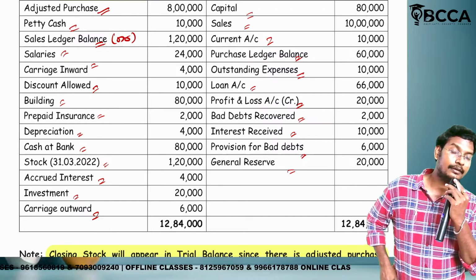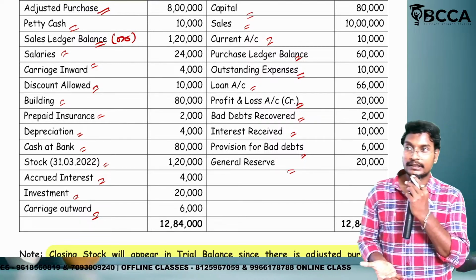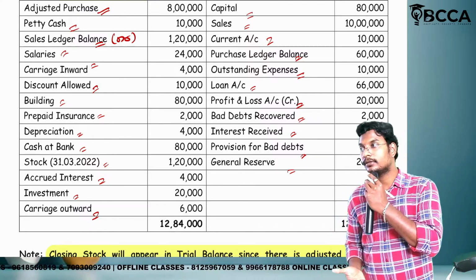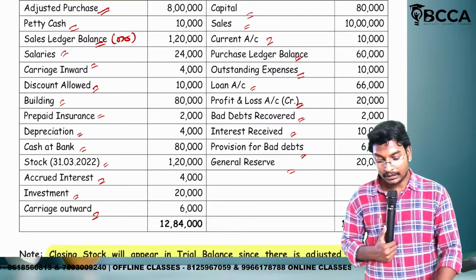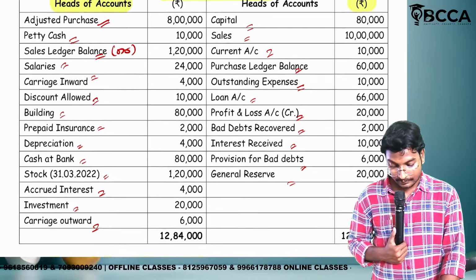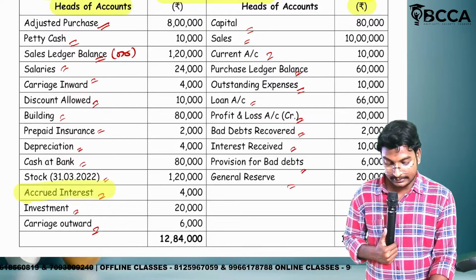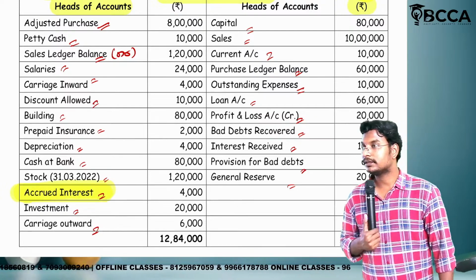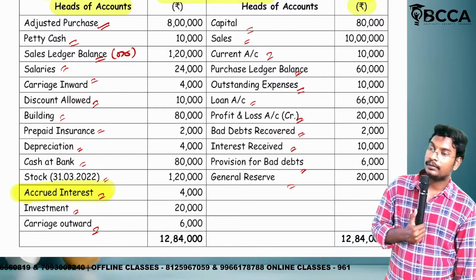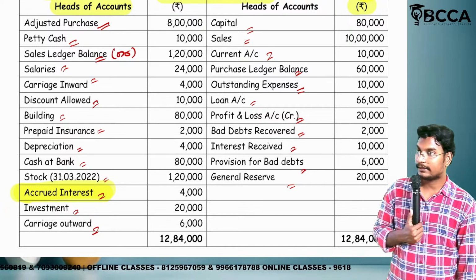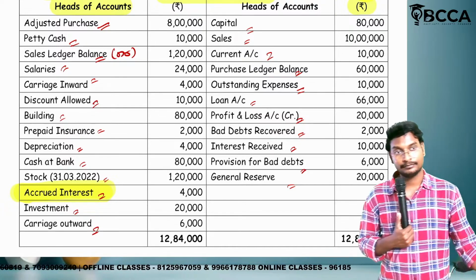Here they have given the adjusted purchase, so we have recorded the closing stock. On which side do we need to record the closing stock? On debit side or credit side? On debit side itself, because the closing stock is an asset. Opening stock is also an asset. Which balance? Debit balance. Okay guys.